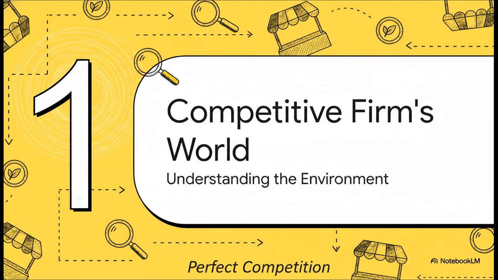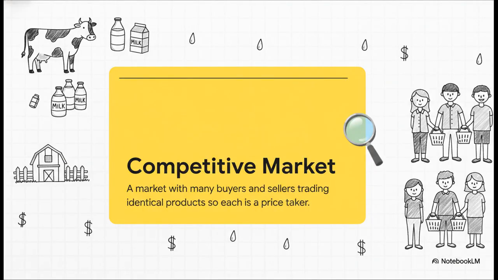Okay, first things first. Before we can analyze a firm's decisions, we have to understand the world it lives in. What does it actually mean for a market to be perfectly competitive? It really boils down to two key things. One, you have tons of buyers and tons of sellers. And two, the products they're all selling are pretty much identical. The best example? Milk. You've got thousands of dairy farms and millions of consumers. And let's be honest, milk is milk.